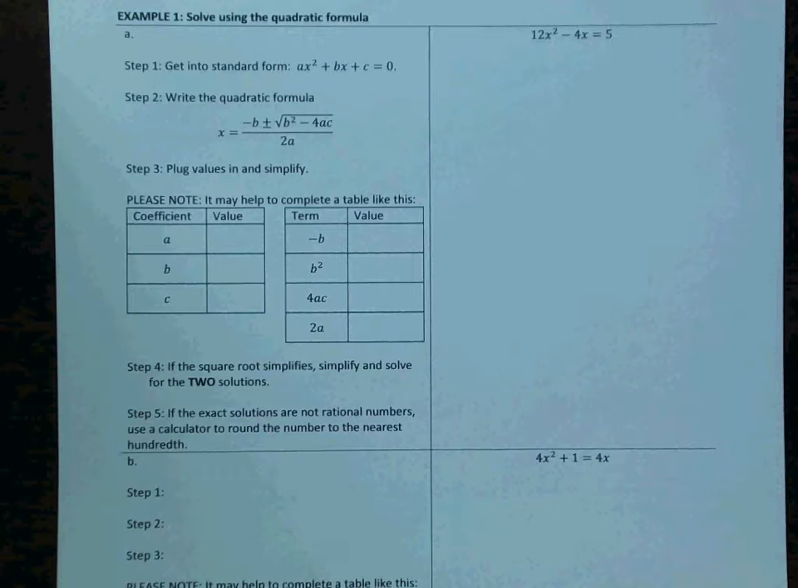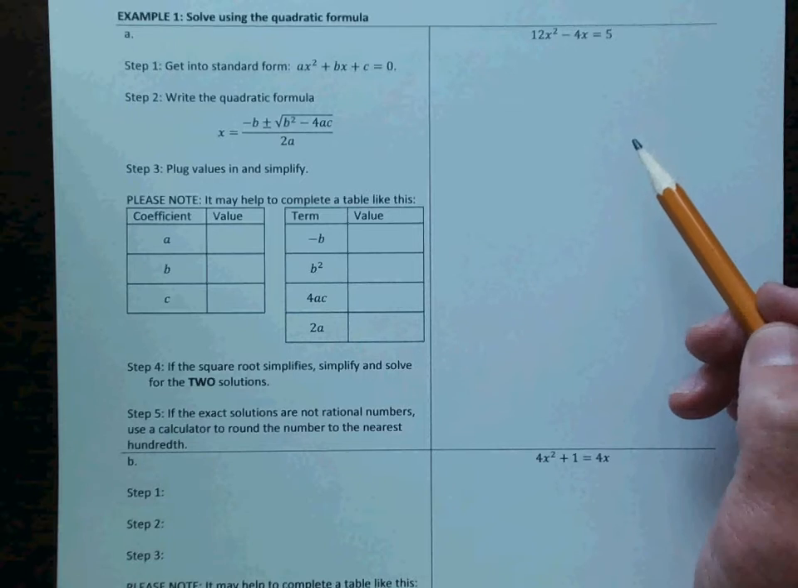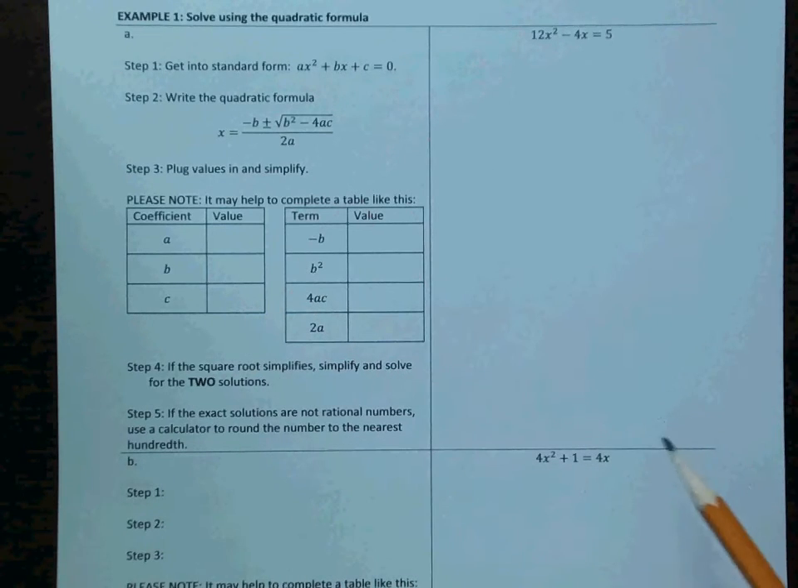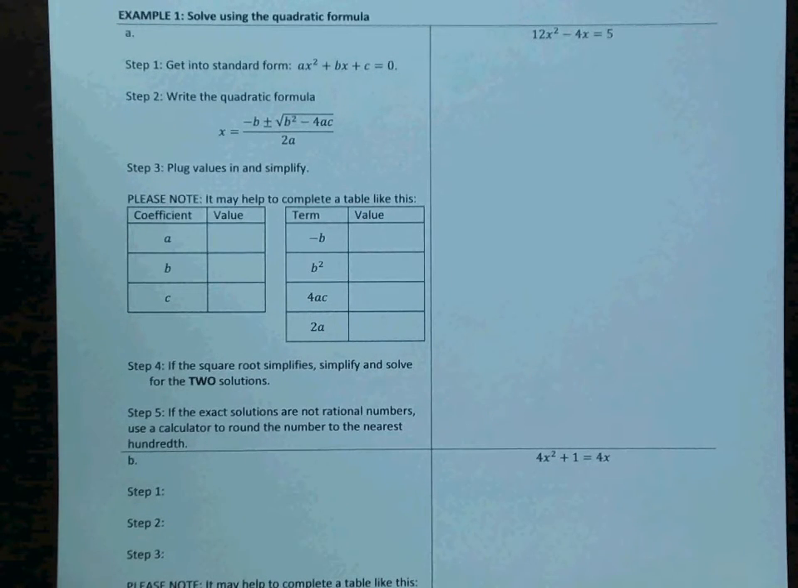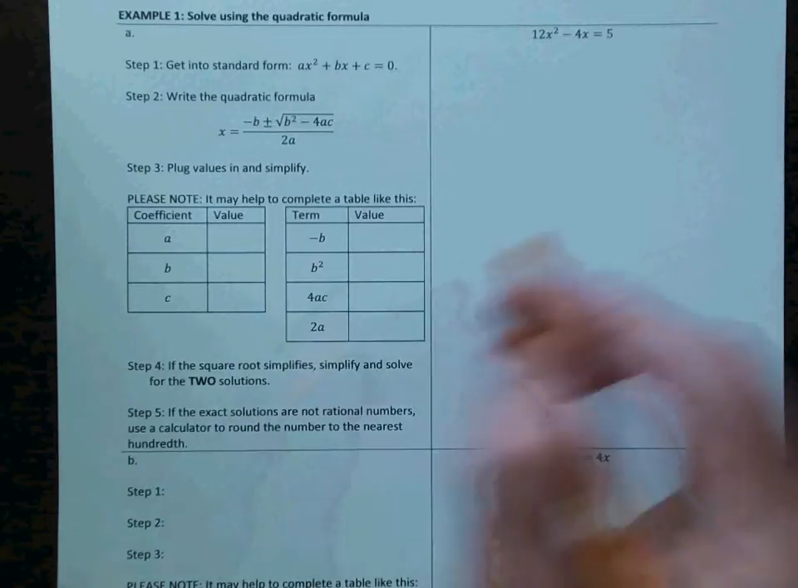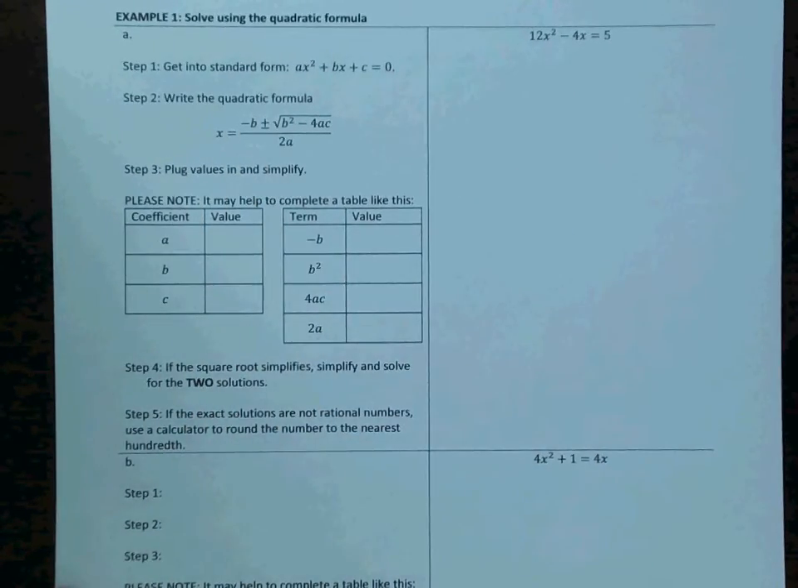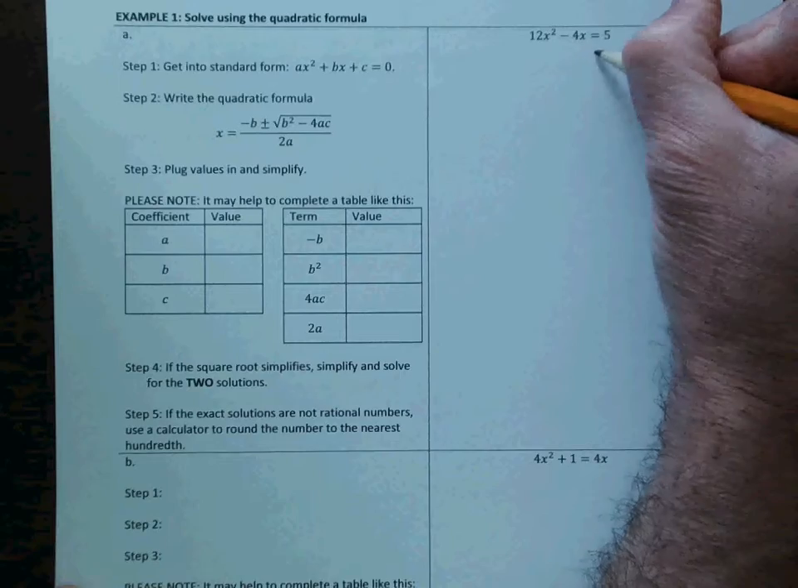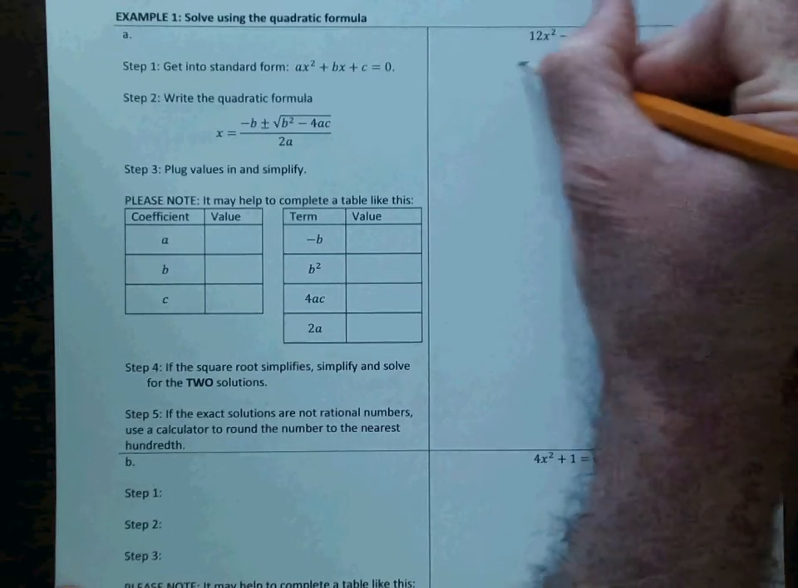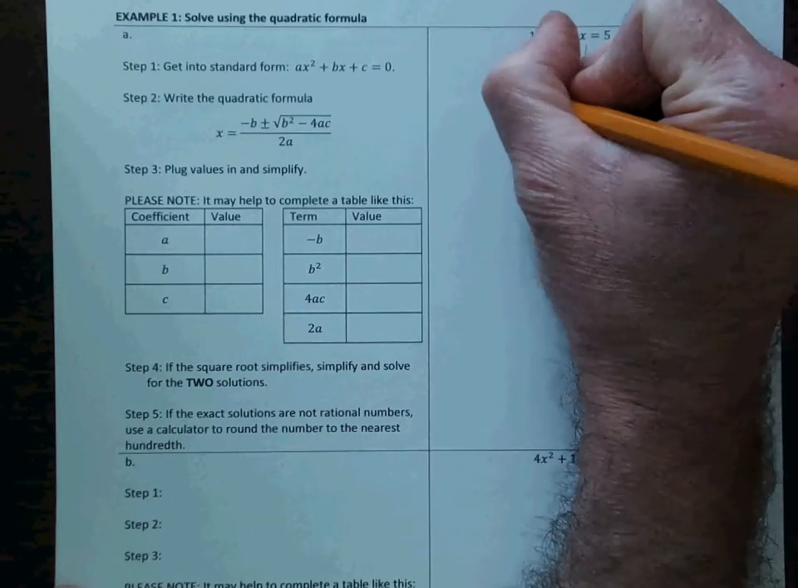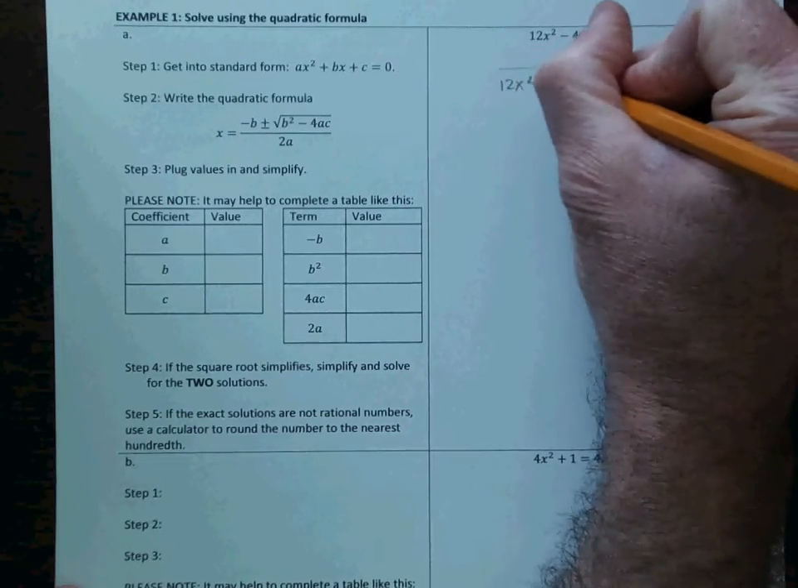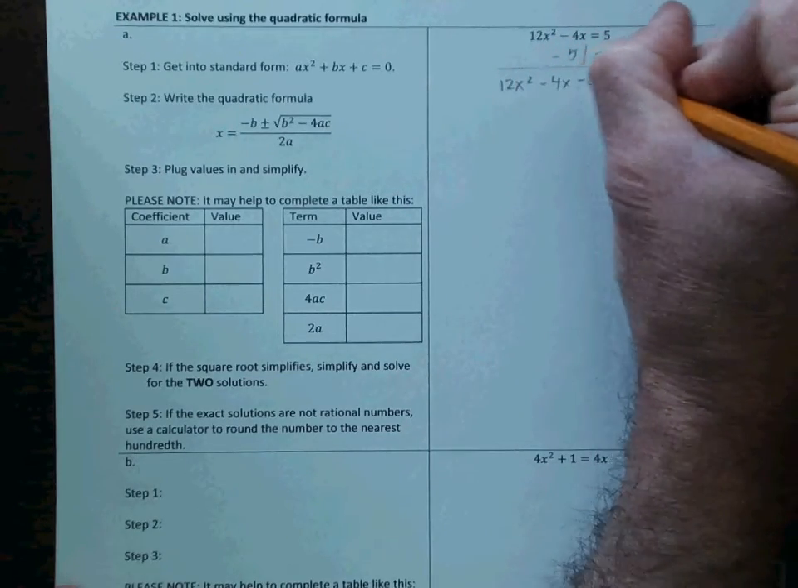This video is going to go through the example of both parts A and parts B. I recommend you pause the video now and try part A, and then come back to the video and see how you did. Okay, so assuming you paused and tried it, here we want to get in standard form. Subtract 5 from both sides, and you will get 12x squared minus 4x minus 5 is equal to 0.